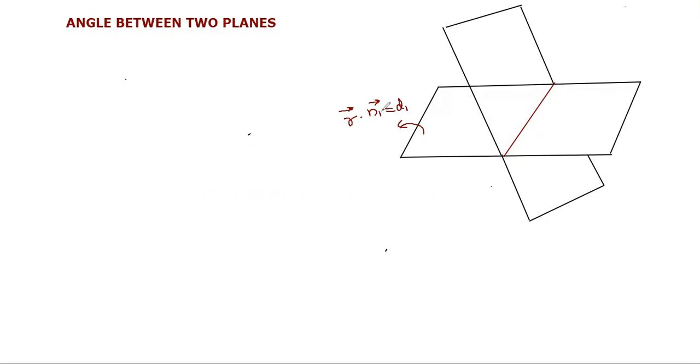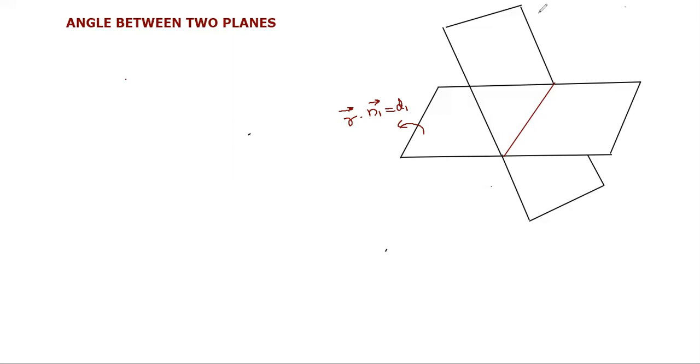Okay. This n1 is not the n cap. I told you the difference between that. If it is n cap, that is the perpendicular distance from the origin to the plane. Otherwise, this d1 is any distance, and n1 is the normal vector to the plane.